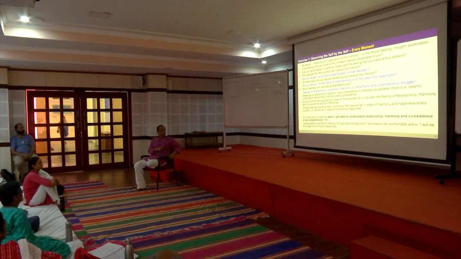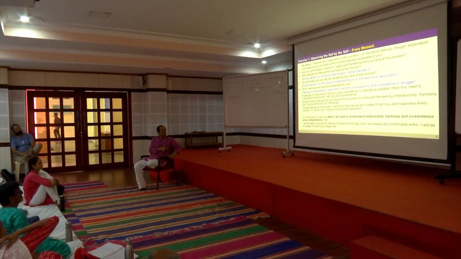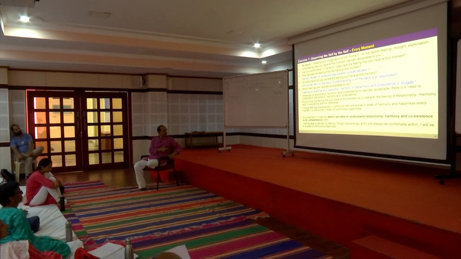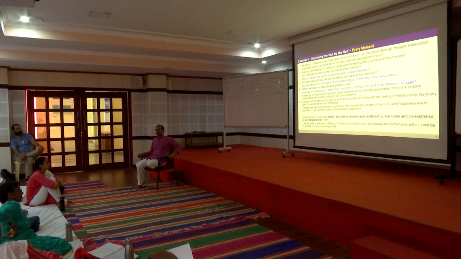Okay. If these feelings are ensured in continuity, then we'll be in a state of harmony and happiness every moment, and then we'll be in a state of continuous happiness. It is important to note that when I am able to understand relationship, harmony and coexistence in its completeness, then I will be able to decide my feeling, thought accordingly, and I will always be comfortable within. I will be in a state of continuous happiness. So you can just see the depth and width of this exercise. On the face of it, very simple, seven steps.